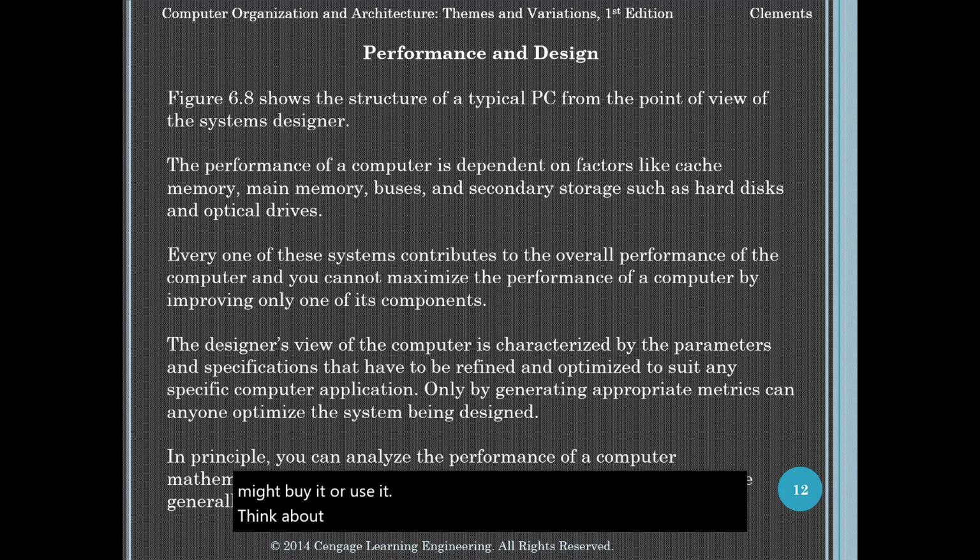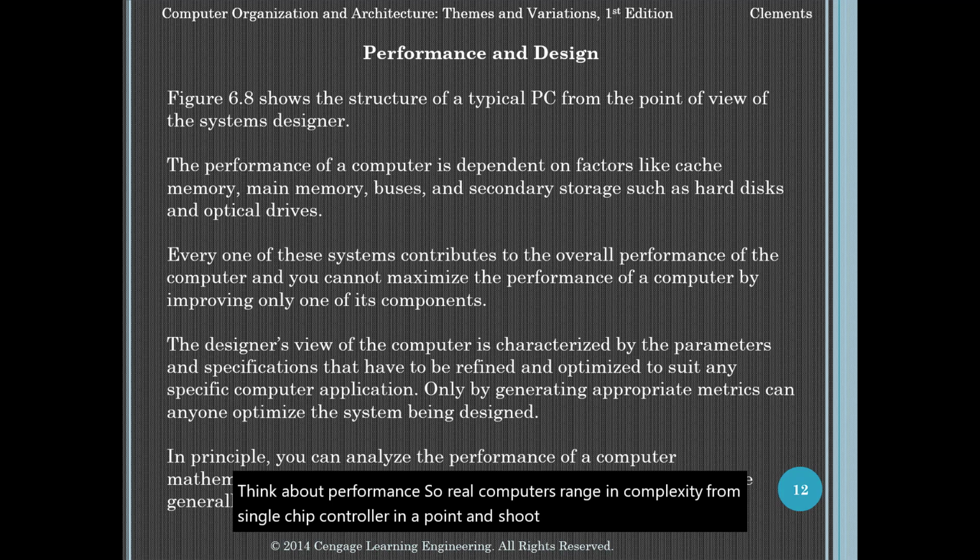Real computers range in complexity from a single chip controller in a point and shoot camera to a complex parallel system with multiple processors and distributed resources. The performance of a computer is dependent on factors like cache memory, that fast memory that holds frequently used data, main memory that holds programs and data, buses that allow the submodules to communicate with each other, and secondary storage, such as our hard disks and CD-ROM drives.